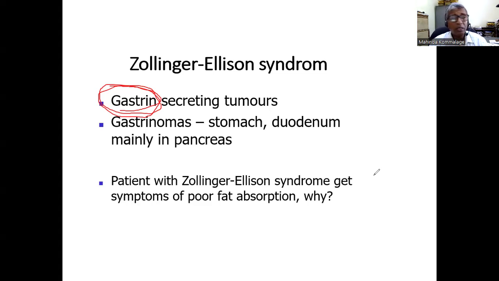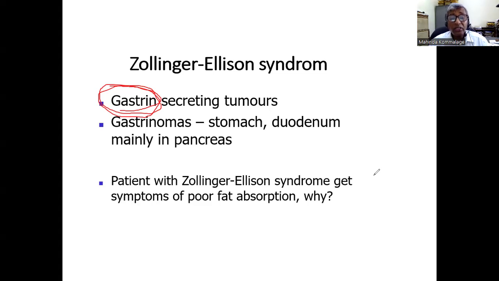What is the function of lipase? What's the action of lipase? Carbohydrate, protein, fat? Fat, yes. Right, yes.